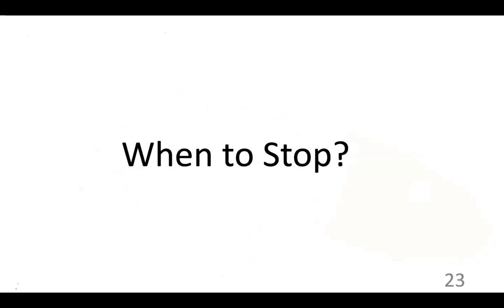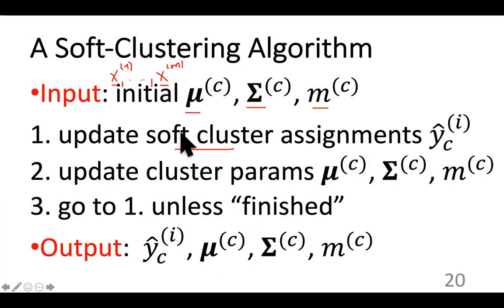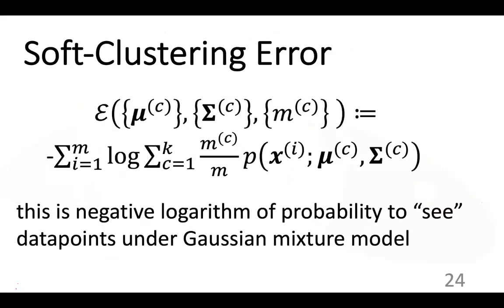Now that we have defined the soft clustering algorithm as iterations between the cluster assignment update step and the cluster parameter step, the question then arises, of course, when to stop. To define a stopping criterion or to diagnose when to stop, it's useful to define the clustering error, which I've shown here. This clustering error makes perfect sense in a probabilistic interpretation because it is the negative logarithm of the probability to actually observe the data points under a Gaussian mixture model.